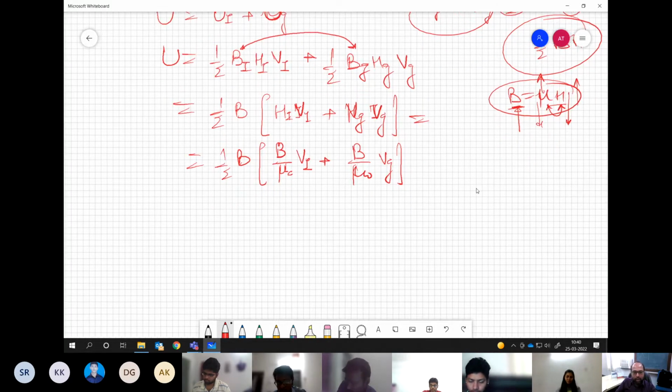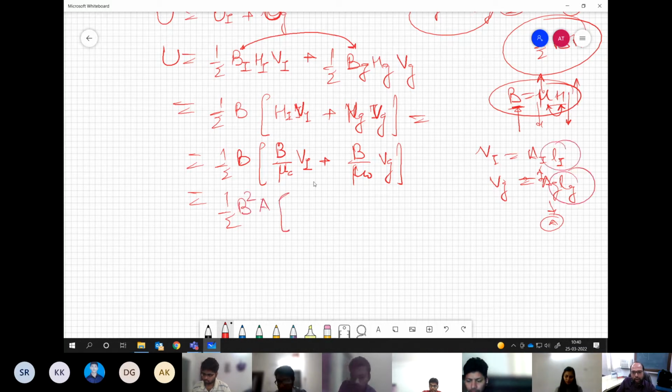Now if you take out B again and expand the Vi and Vg part also, you can simply write Vi as Ai into Li and Vg as Ag into Lg. So Ai and Ag are almost the same, say taken as area A. These two are different. So we will have B square A coming out and Li by mu C plus Lg by mu 0. Again, mu C we can write in terms of mu R times mu 0. So this also comes out.